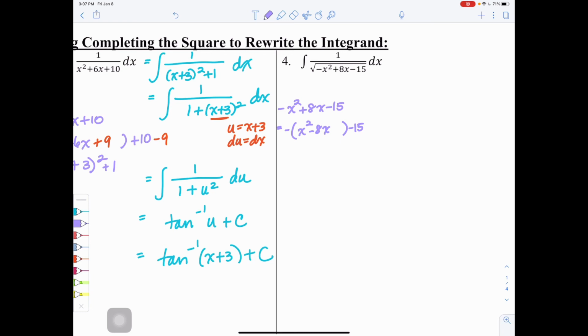Now remember, we're going to take half of b, which is a negative 4, and we're going to square it, which is 16. So I'm going to add a 16 here. Now be careful, because when I add that 16, I'm really subtracting 16. So I need to add 16. You might want to convince yourself that if you distributed this negative, you'd be adding really a negative 16. So you would have to add a positive 16. Okay? So let's keep going.